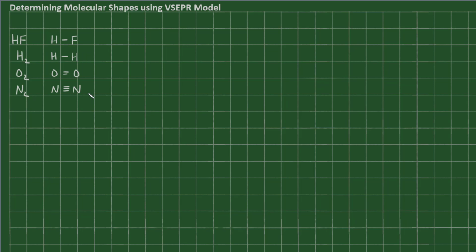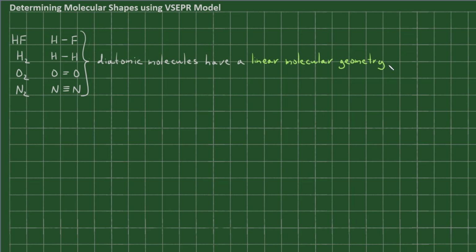Although these molecules do not have the same atoms, nor the same bonds, they all have the same molecular shape. In fact, all diatomic molecules have the same molecular shape. They are all linear. To be more precise, and in chemistry we want to be more precise, we would say that they have a linear molecular geometry.